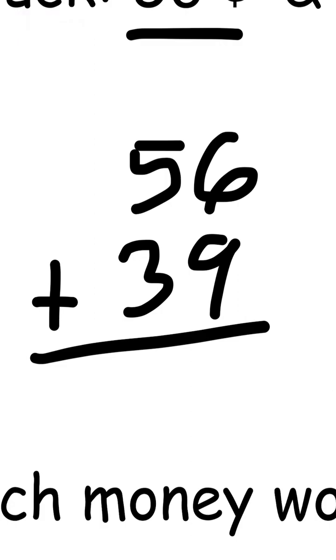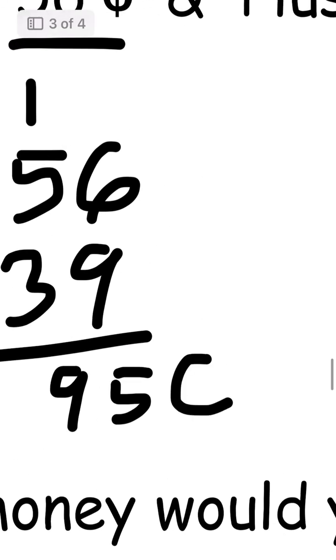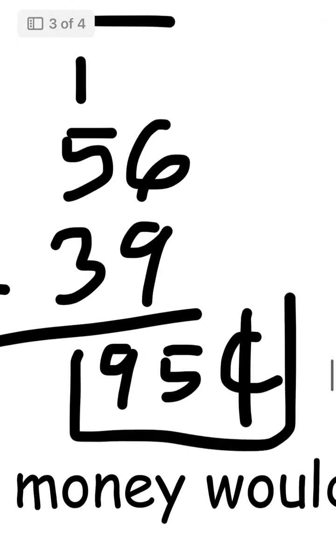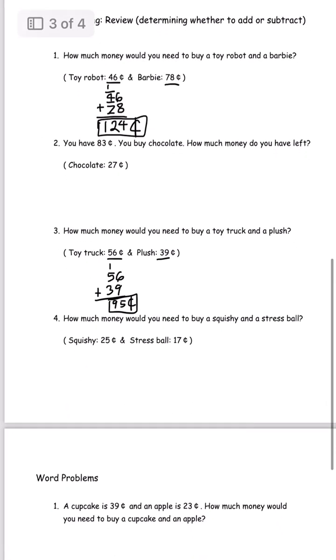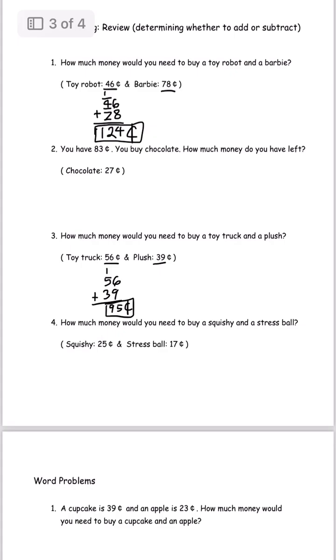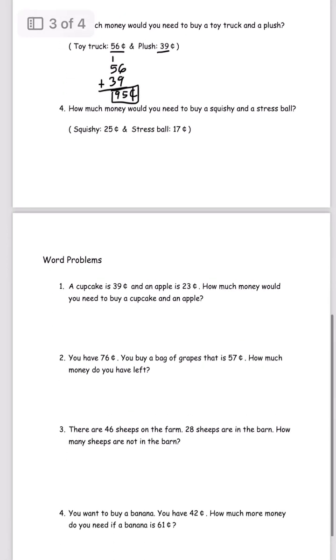So 6 plus 9 is 15. 1 plus 5 is 6. 6 plus 3 is 9. So 95 cents is the answer for number 3. Okay, you guys could try the rest of them too since it's similar. Okay, let's move on to the next page.